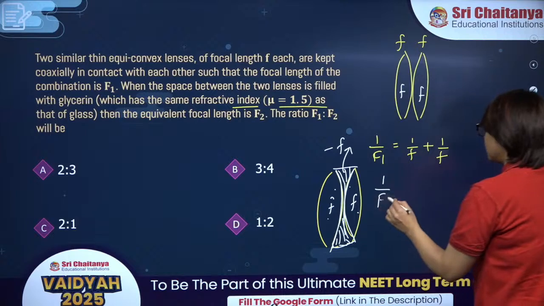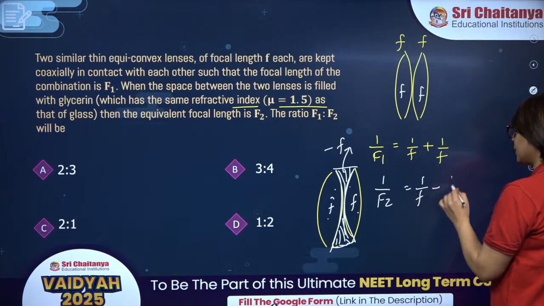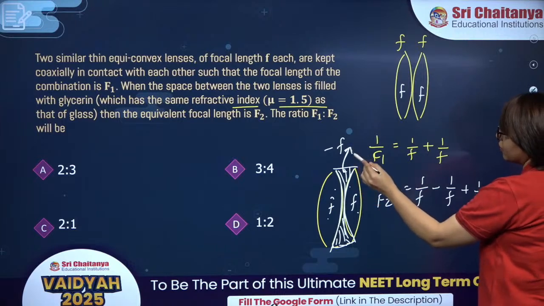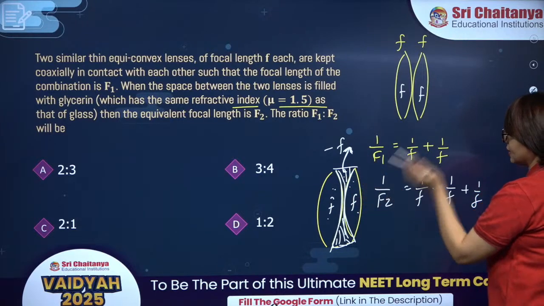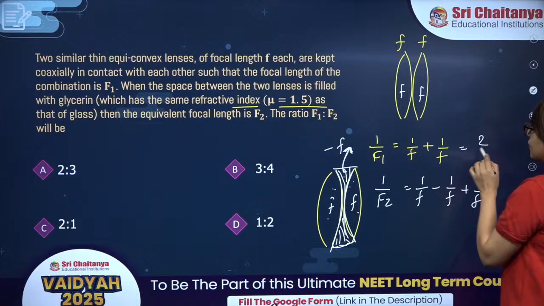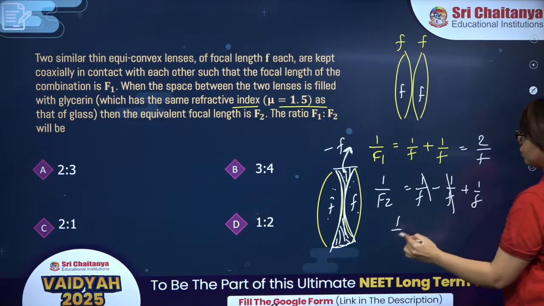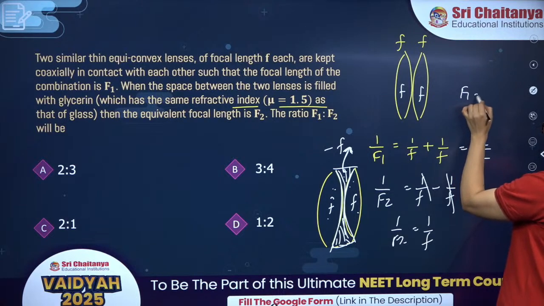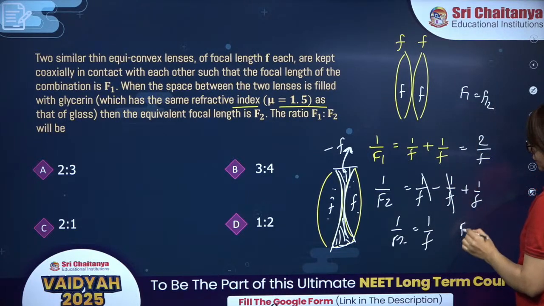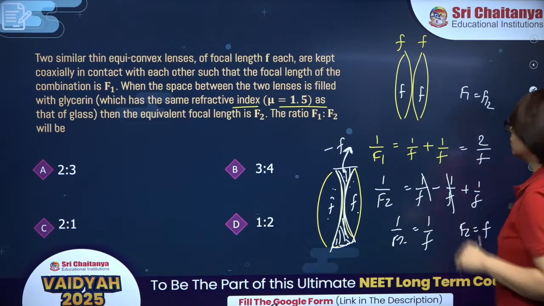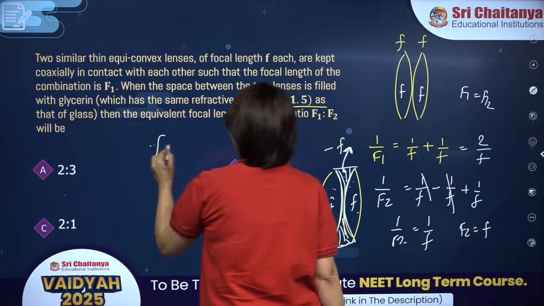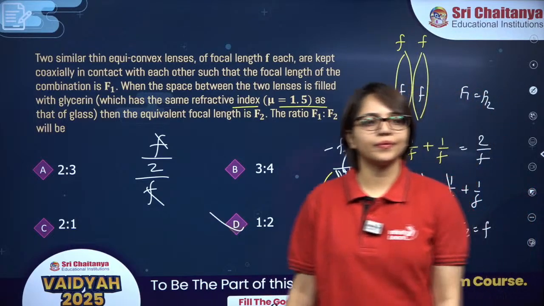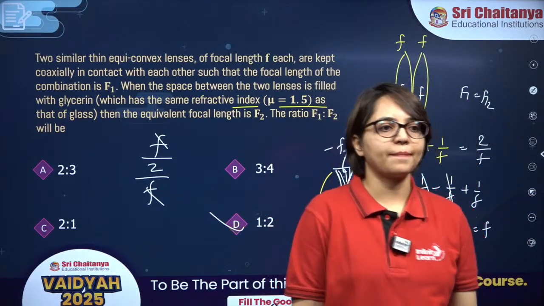So 1 upon F2 is 1 upon F minus 1 upon F plus 1 upon F. Now you have to write the focal length for this one as well, because we have 3 lenses over here. So 1 upon F1 is 2 upon F, 1 upon F2 is 1 by F. So F1 is F by 2 and F2 is F only. So F1 upon F2 is F by 2 divided by F, which is 1:2, which is option D.